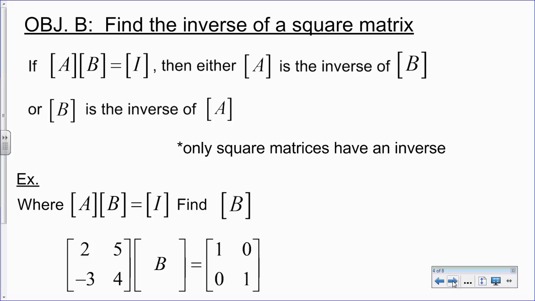So if A times B equals I, then A is the inverse of B or B is the inverse of A. You don't have to tell which one. We have to know that only square matrices have an inverse. Square matrices means the rows and columns are the same. So 2 by 2, 3 by 3, 4 by 4, those are square matrices.